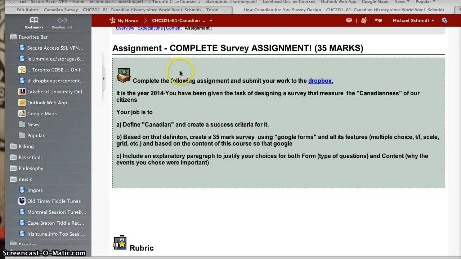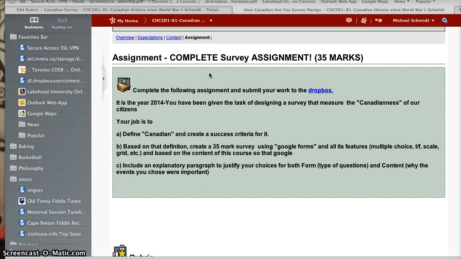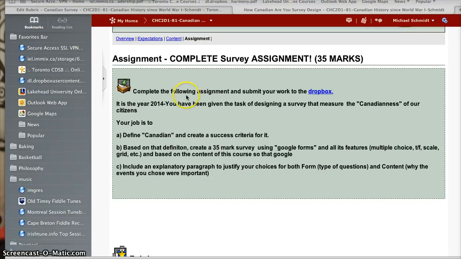So let me just go through the assignment one by one, and we'll take a look at the rubric for at least one of them as well. So, complete the following assignment. Is the year 2014? Yes, it is. You have been given the task of designing a survey that measures the Canadianness of our citizens. So you start off with a very ambiguous term, Canadianness, right? So this is a question about Canadian identity. So your first job is to actually define Canadian and create a success criteria for it.